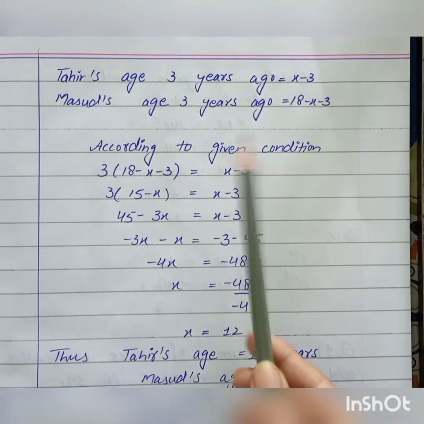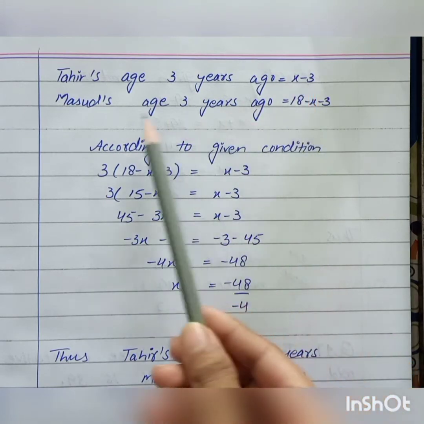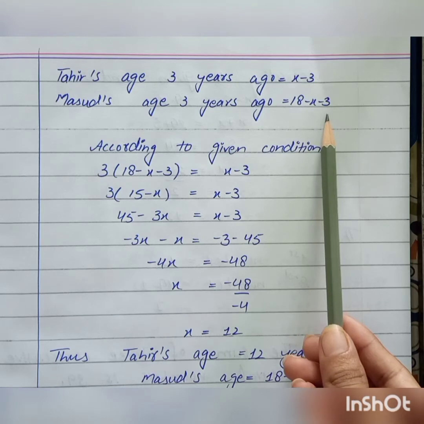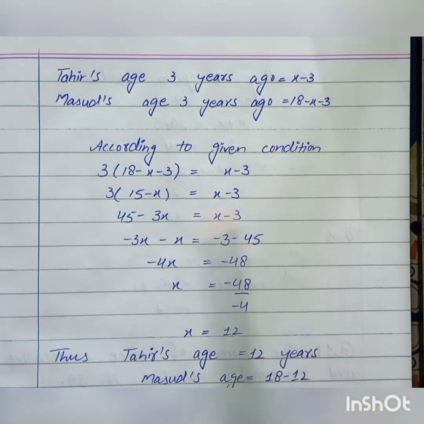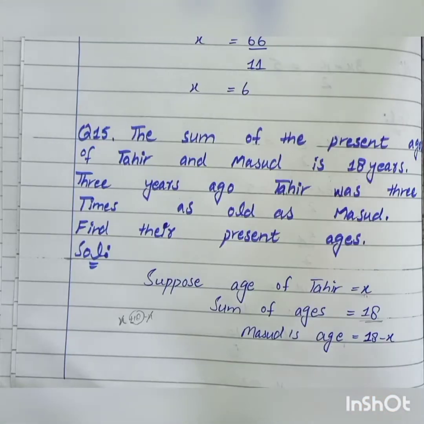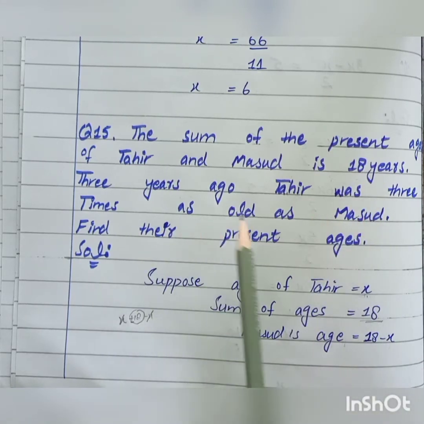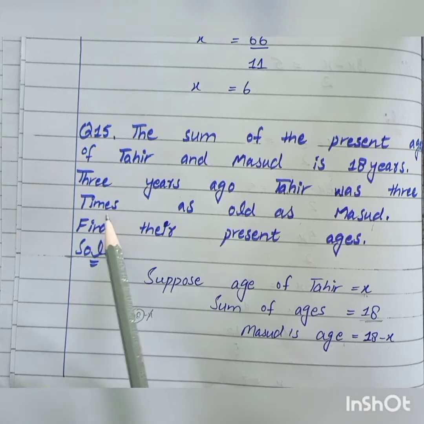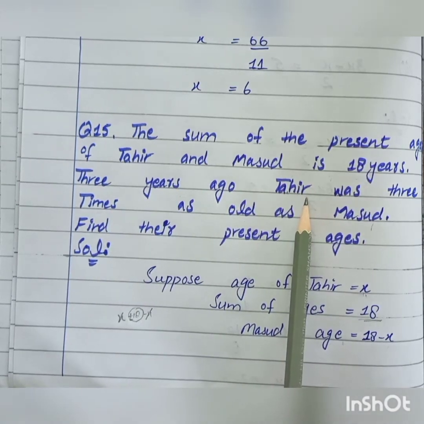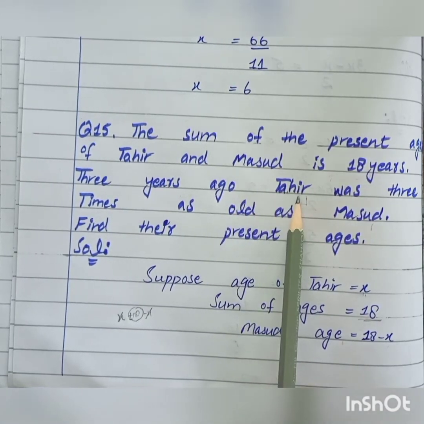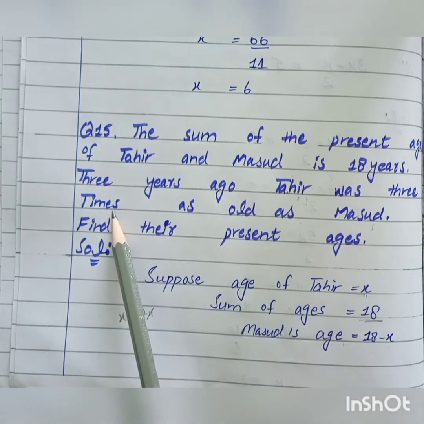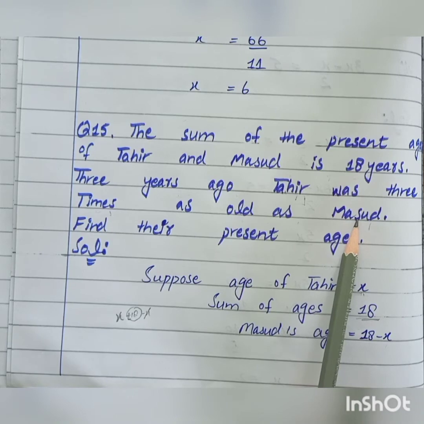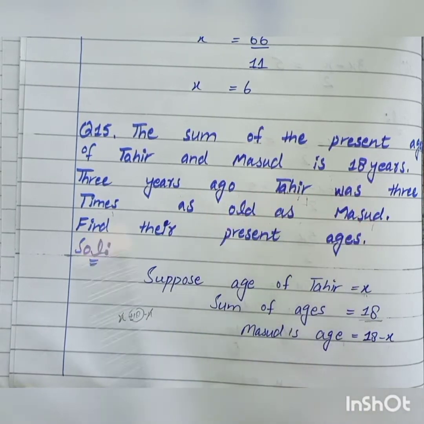Tahir age 3 years ago is x minus 3, and the Masood age 3 years ago is 18 minus x minus 3. So according to the given condition, 3 years ago Tahir was 3 times as old as Masood. Means here you have to compare 3 times Tahir's age of 3 years ago, in equality, with Masood's age, according to these 2 line conditions.